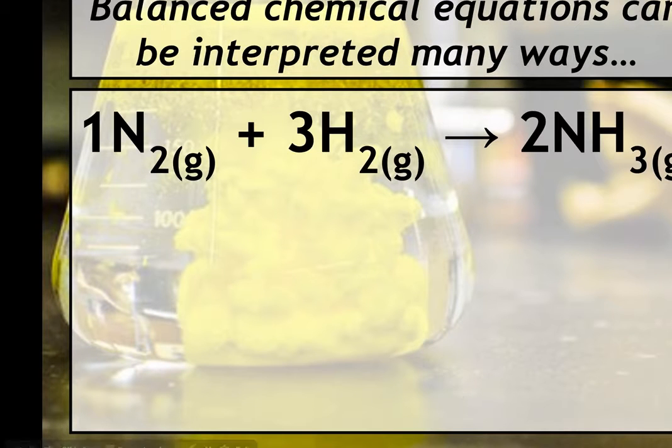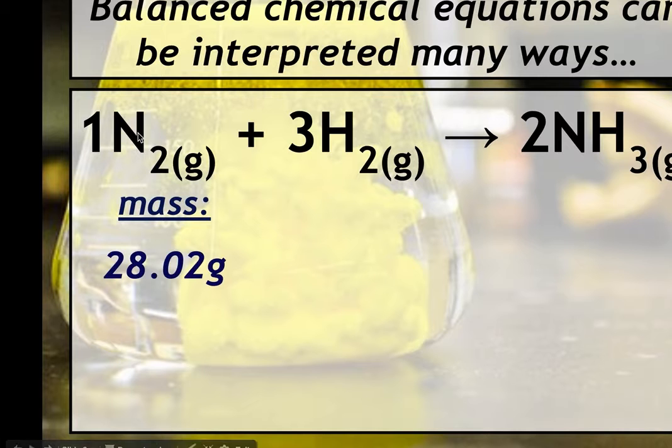We can also look at a balanced chemical equation by talking about the weights of the different substances. So if we get the mass of 1 mole of nitrogen gas, again, each one of these atoms is going to weigh 14.01. We have 2 of them. So the mass of 1 mole of nitrogen gas is going to be 28.02 grams.